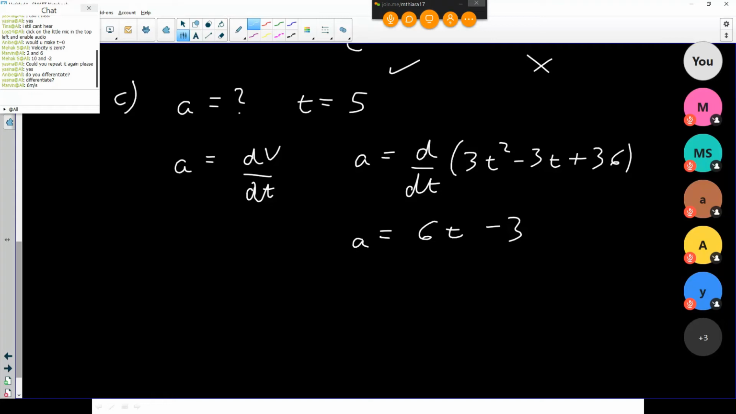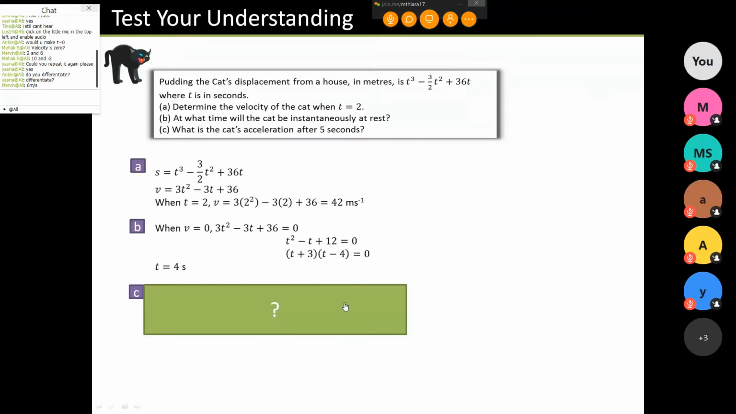Now that is my acceleration, the general formula for acceleration, but I need to find out acceleration when t equals 5. So my acceleration is going to equal 6 times 5 minus 3, and that is 27 meters per second squared. Okay, hopefully that's the right answer.